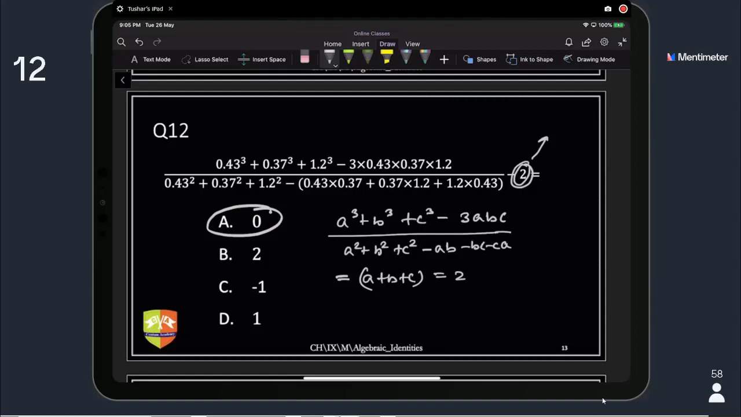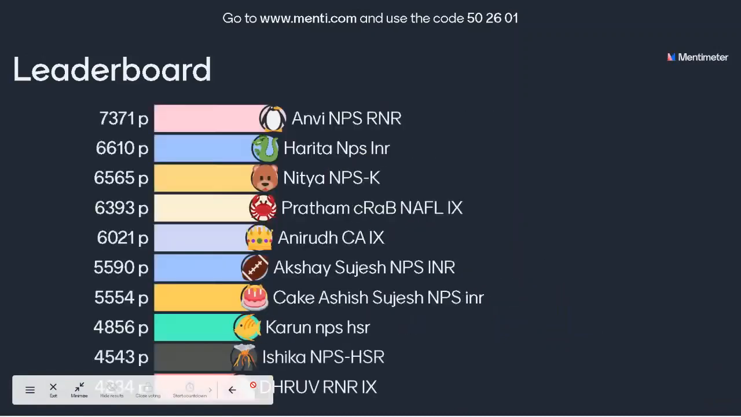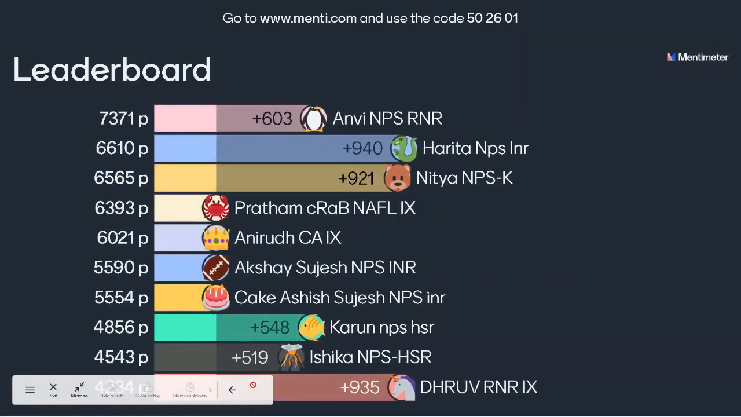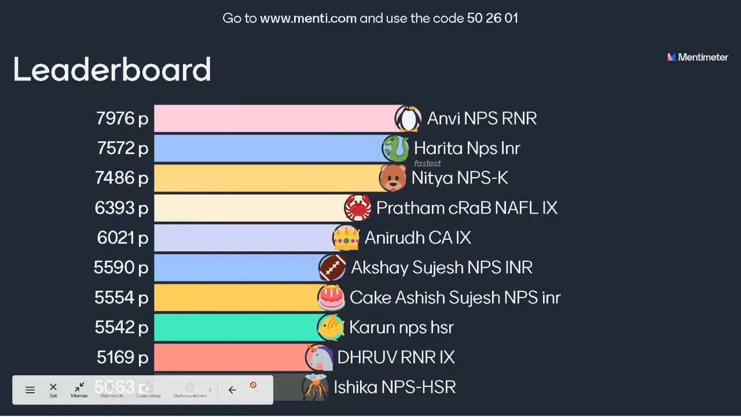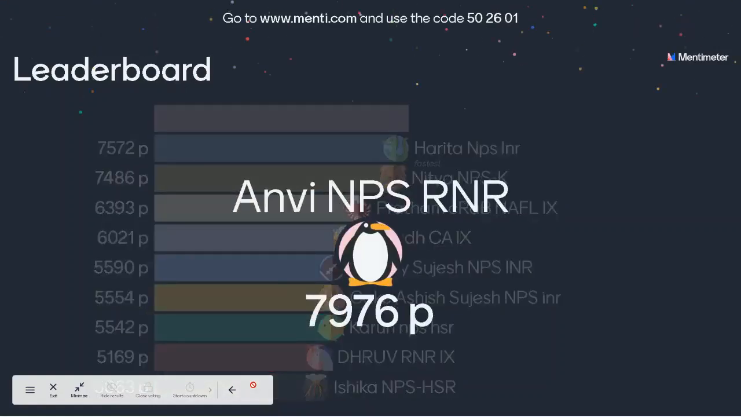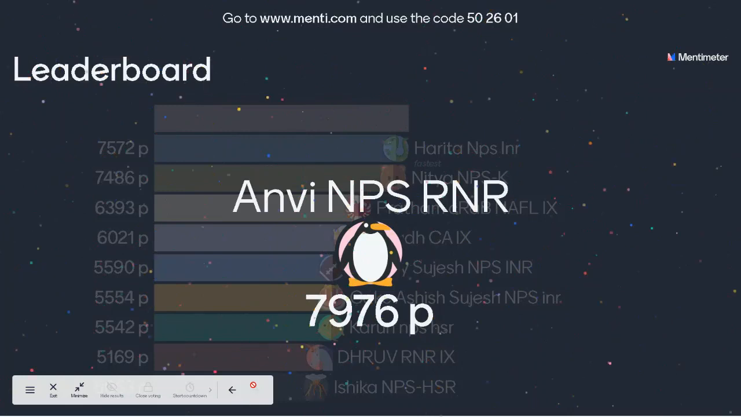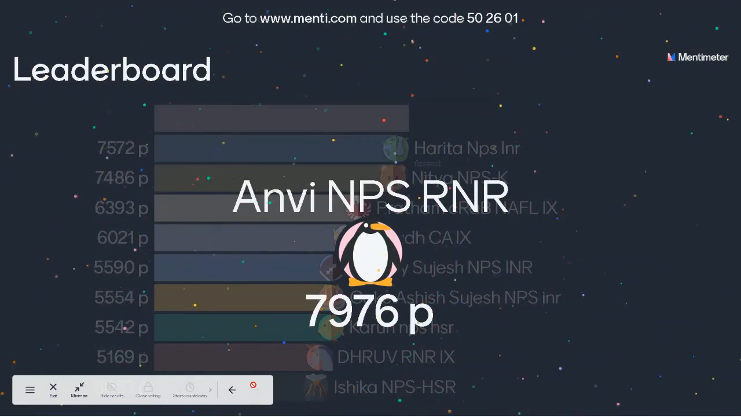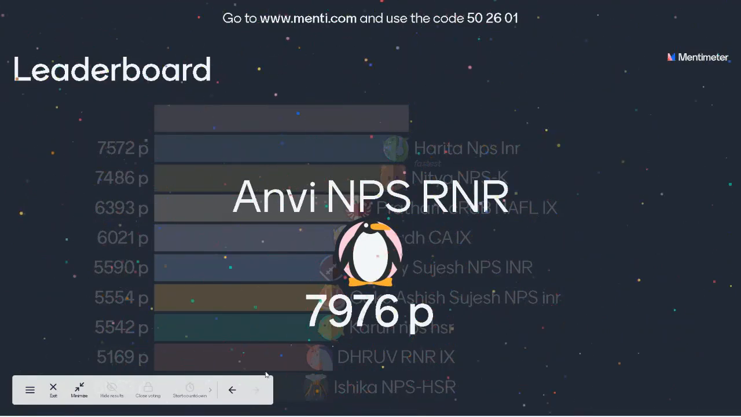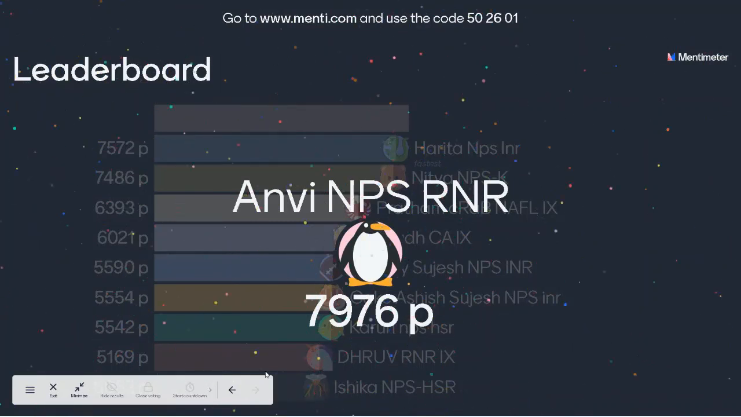And the final leaderboard is this. Okay, let's see who came on top. Anvi maintained the lead till last. Very good. Congratulations. But I see lots of people who were there last time are not in the top 10. Anvi from Rajajinagar has 7976 points. Very good. Harisa, very good. Nitya, very good. Pratham, then Anirudh, Akshay, then Ashish, Karun, Dhruv, and Ishika. So these are the people.